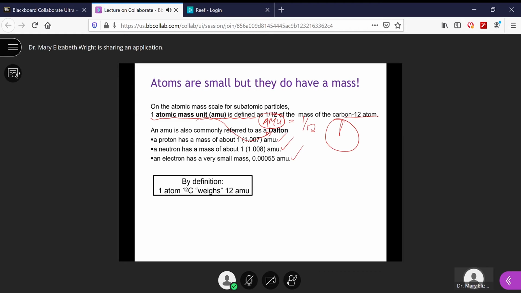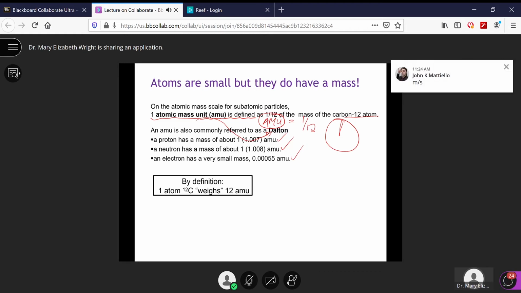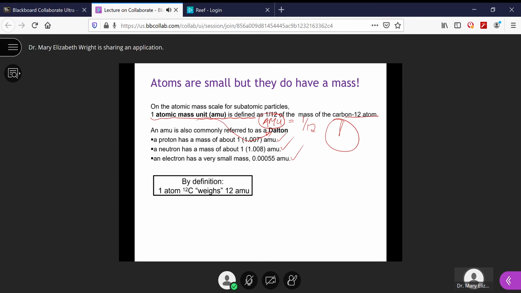0.00055 AMU. So you can imagine that if the atomic mass unit is 1/12 of the mass of a carbon-12 atom, then by definition, one atom of carbon-12 weighs 12 AMU.